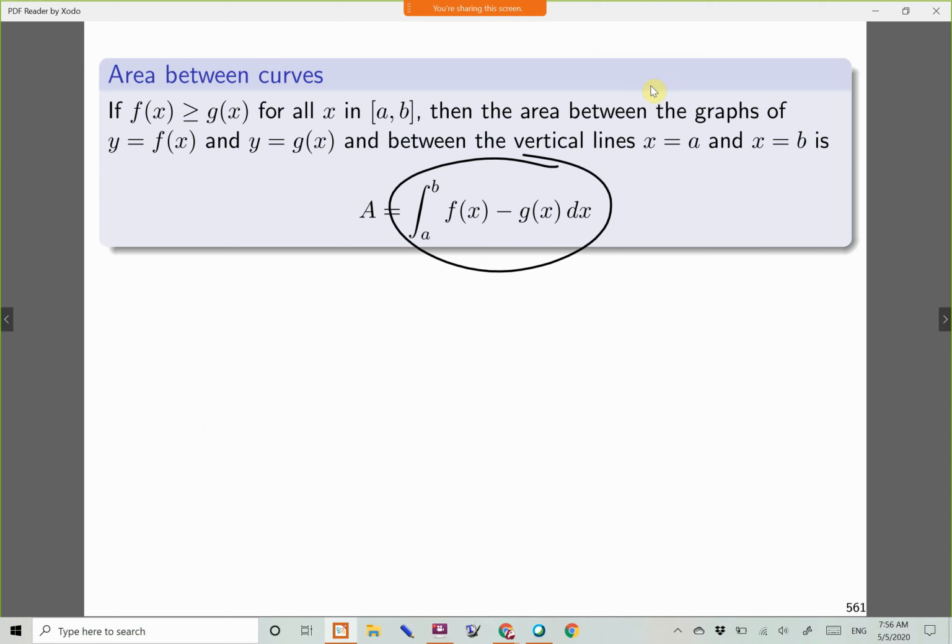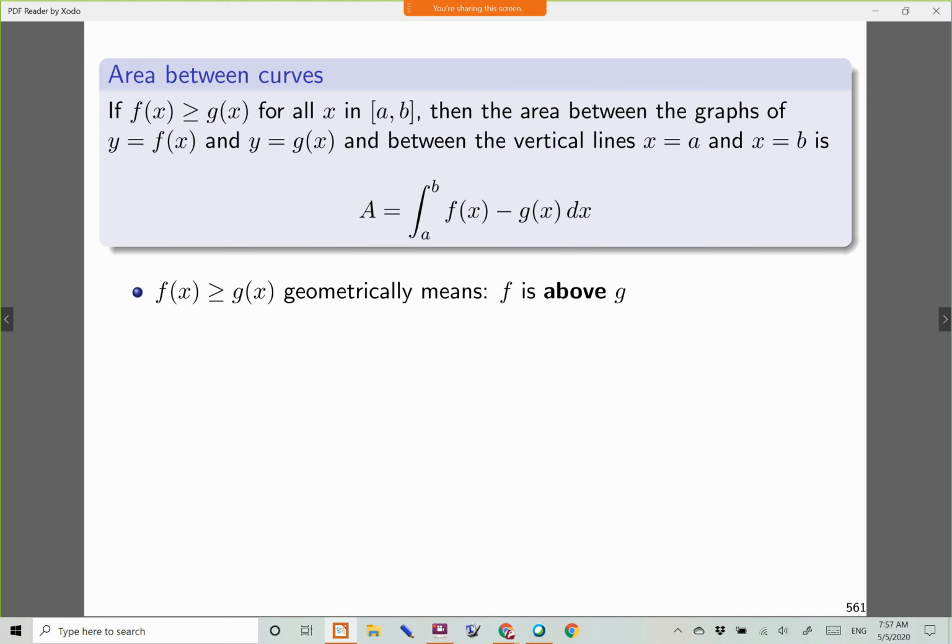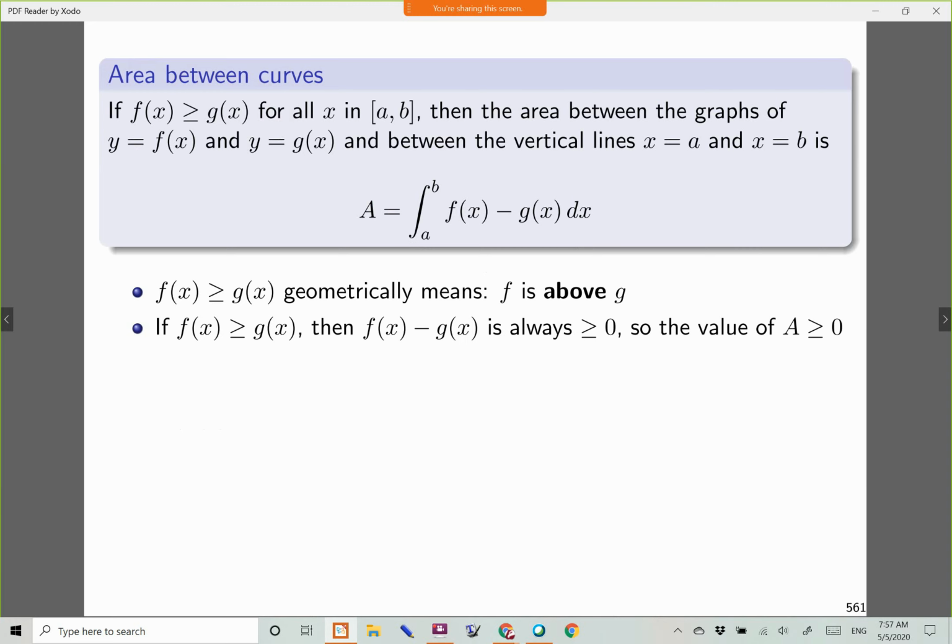By the way, this first part here, f greater than g, that just in the picture means that if you graph f and you graph g, then f is above. If f of x is greater than or equal to g of x, then when you do f minus g, that should always be bigger than or equal to 0. And if what you're integrating is bigger than or equal to 0 for all x values, then it turns out that the value of capital A is going to be greater than or equal to 0.